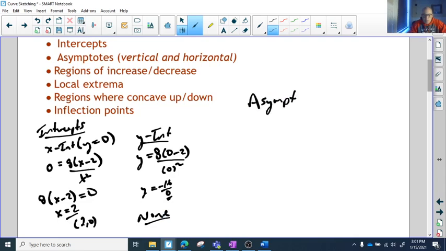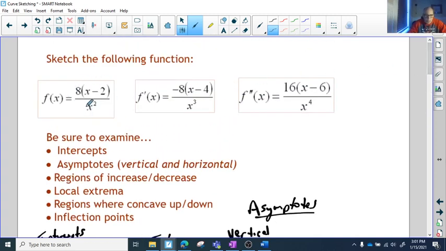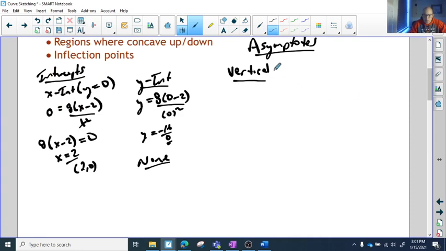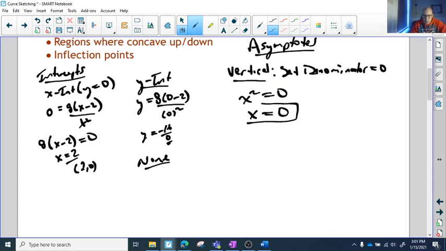Asymptotes. So let's suppose I start with vertical. Vertical asymptotes are found by identifying any x values that will make the original expression undefined, which means set the denominator equal to 0. So in this one, the denominator is just x squared. Well, that would only ever become 0 if x equals 0. So this is the equation of your vertical asymptote, x equals 0.